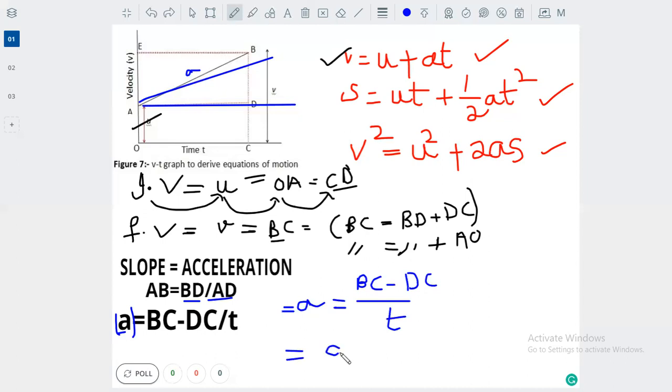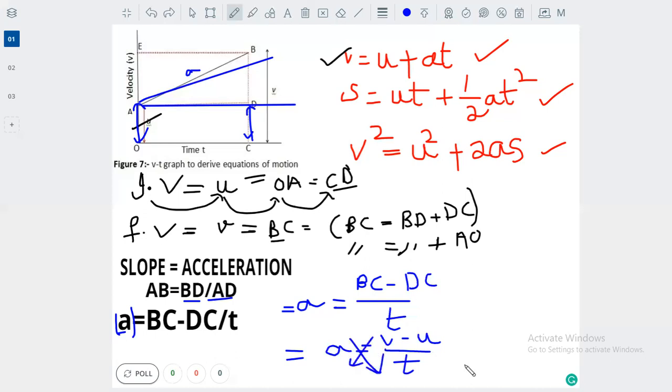Final velocity. So here I can write (v minus u) by t, because DC is the initial velocity, which is represented by u. AO is u, and the same as AO, DC is also u. So a is equal to (v minus u) by t. Now let us do cross multiplication: a into t equals v minus u.